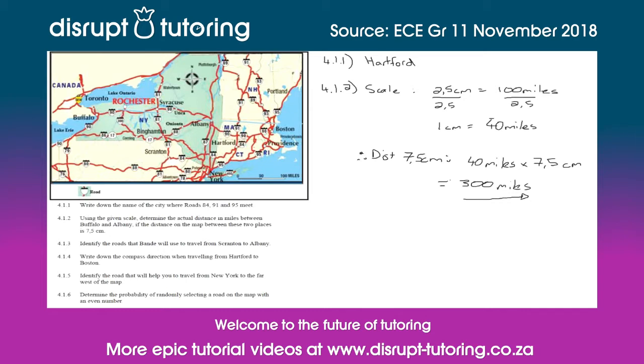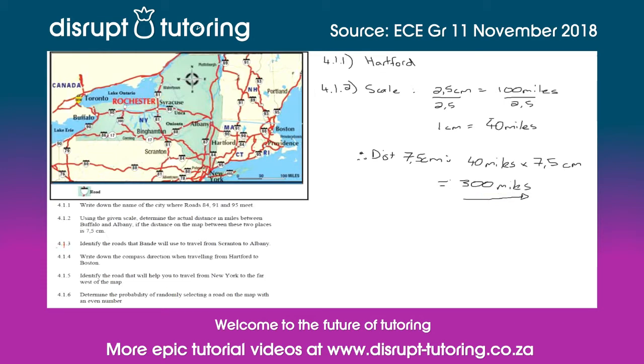Just as a recap, we found out what the scale is, we measured it, then we wanted to find out, using the scale, if 1 centimeter equals 40 miles, how much would 7.5 centimeters be. So we take the 7.5 centimeters, multiply it by our scale of 40 miles equals 1 centimeter, and we get a final answer of 300 miles.